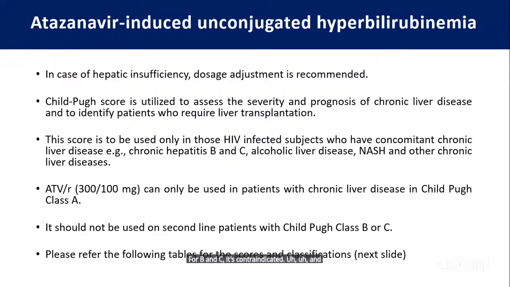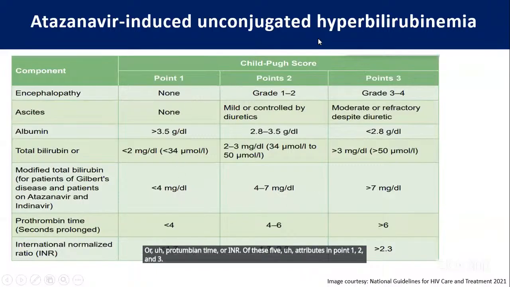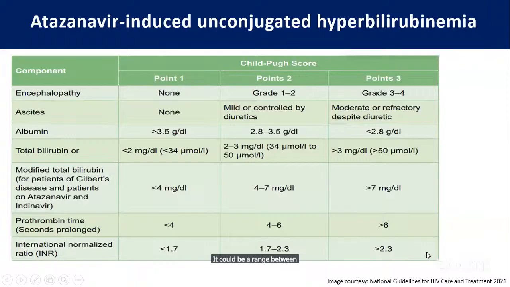And there are tables and scores here. Child-Pugh, these are all known to you, based on two clinical criteria of presence or absence of encephalopathy and ascites, and three laboratory parameters like albumin, serum total bilirubin, and prothrombin time or INR. Of these five attributes, with points 1, 2, and 3, the score could range between 5 to 15.